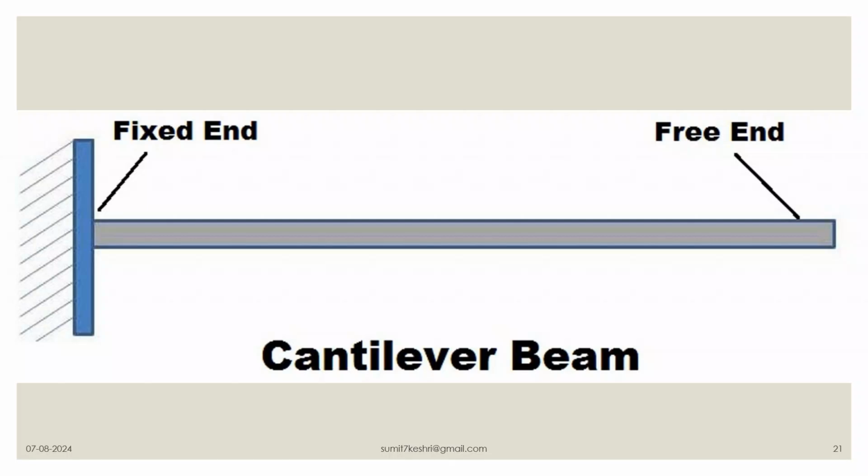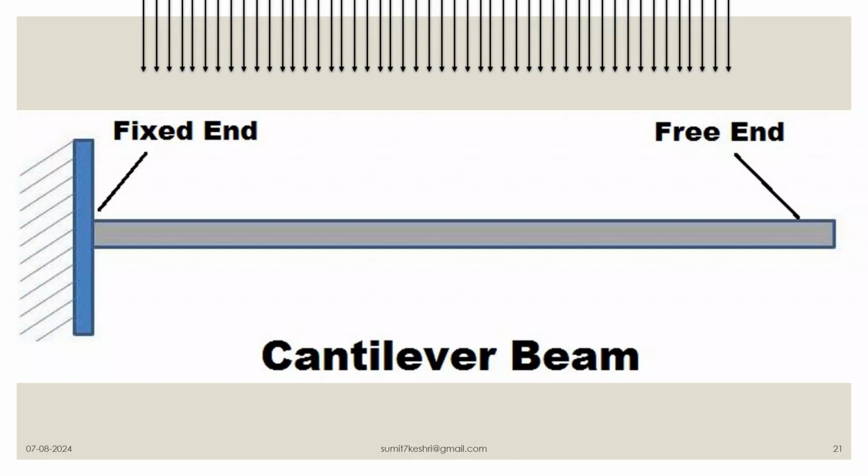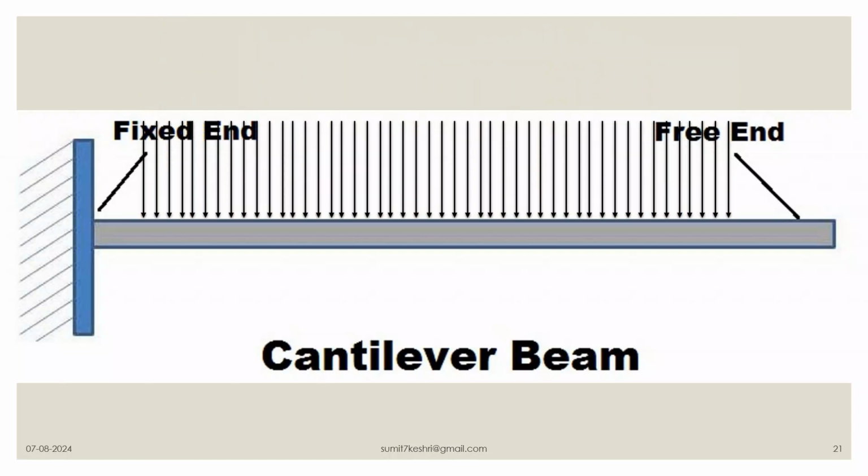However, I'll just say a beam can be called a cantilever only if it satisfies two conditions. The first condition is when one of its ends is fixed and the other end is free. The second situation is when the beam is subjected to a transverse load, that is, load is applied perpendicular to its longitudinal axis. When these two conditions are satisfied, then we can say the beam is in cantilever position.